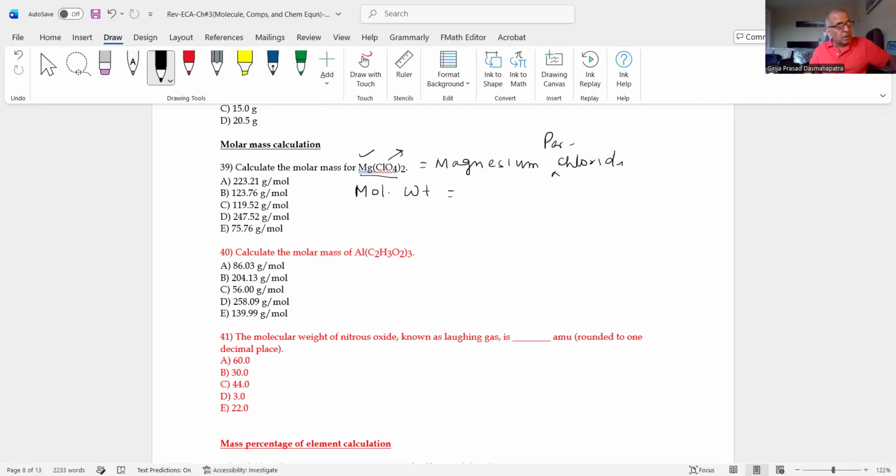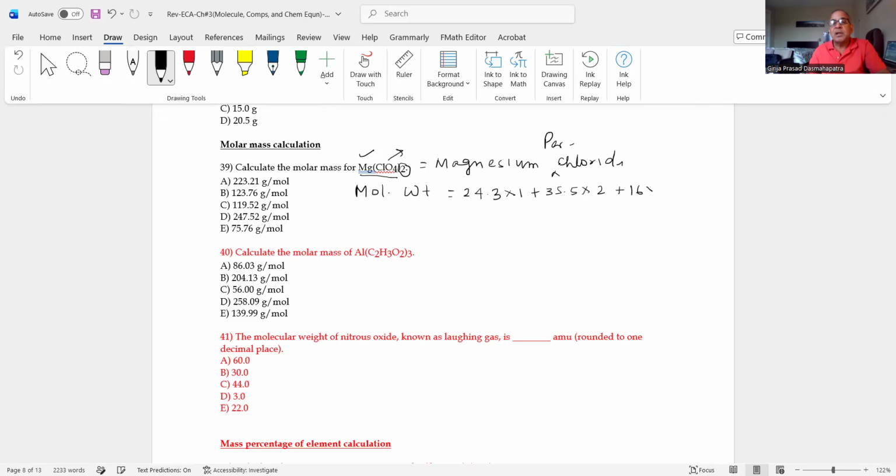So if you look at it, we will be adding the atomic weights of all the elements together. How many magnesium atoms are there? Only one. The atomic weight of magnesium is 24.3, multiplied by 1. How many chlorine atoms are there? There is only one, but there is a 2 after the parenthesis, so 1 into 2, so 2 chlorine atoms. Chlorine is 35.5 multiplied by 2. Similarly, there are 4 oxygen atoms multiplied by 2, so 8 oxygen atoms, which is 16 into 8.